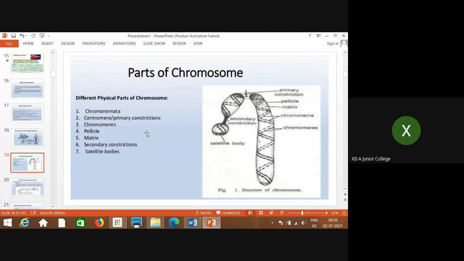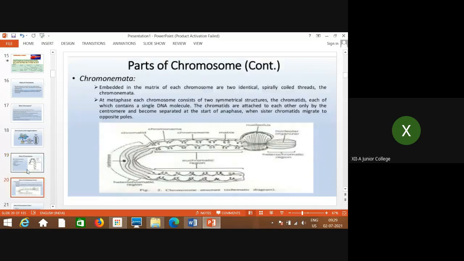Now, what are the parts of the chromosome? The chromosome shows these parts: chromonemata, centromere, also called primary constriction, chromomere, pellicle, matrix, secondary constriction, and satellite. One by one, we will see now.